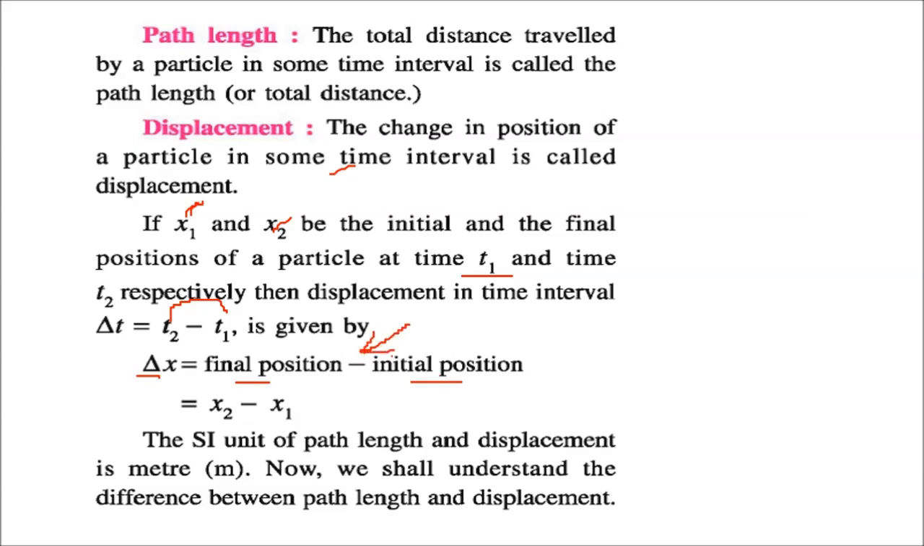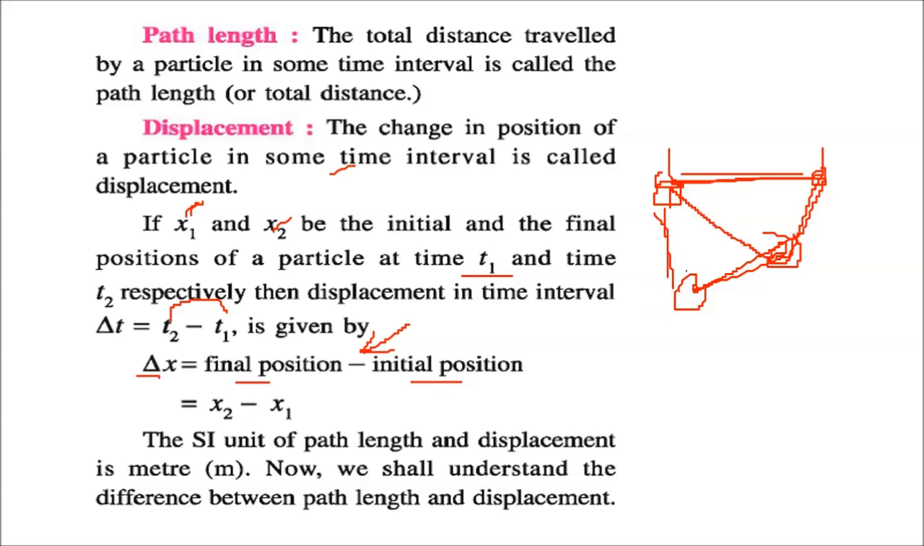We are not worried about the in-between positions, only final and initial. You can say that I move from here to this point, right? So the distance is totally this plus this plus this, but the displacement is this one. This is the change in the position. If you try to find out displacement in this position, it will be this distance. Displacement from this point to this point, this will be this one, and this one I already told you. So displacement is different from the distance.